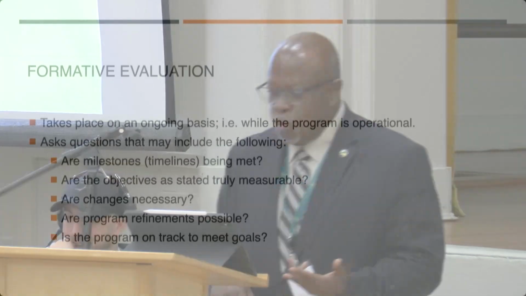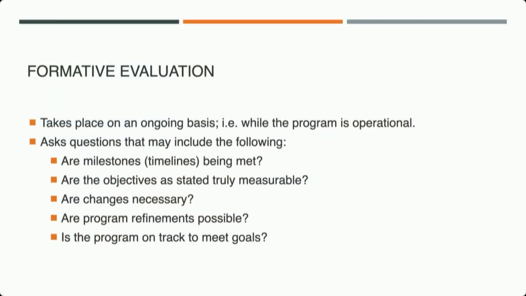And I've written on the slides, by the way, the questions that each type of evaluation is supposed to ask when you do them. All right? Number 1, are the milestones being met? The milestones being the outcomes and so on that you projected. Are they being met? Because these are outcomes-based. Right? Number 2, are the objectives that you stated truly measurable? Now you have to go back and ask, well, if the milestones are or are not being met, is what we presented when we wrote the proposal truly measurable now that we're actually doing it?